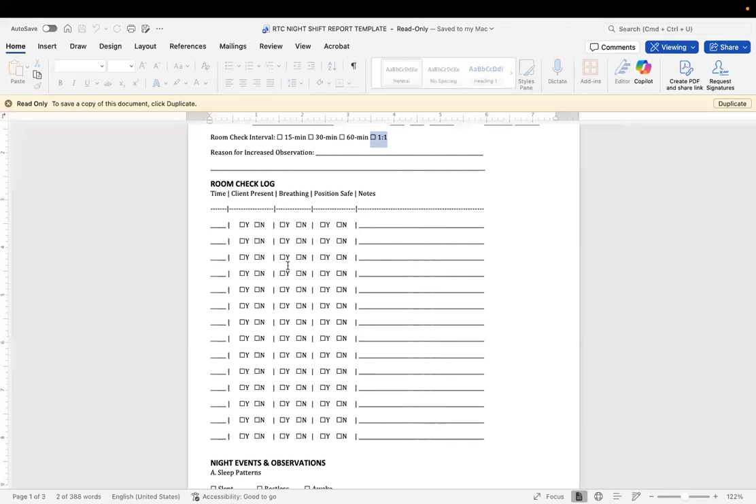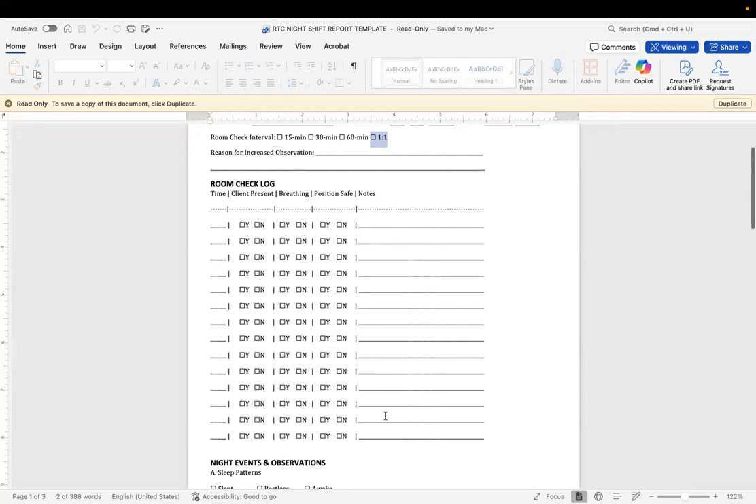Then you're going to go over here to breathing, making sure the person is breathing. So, you can be listening for breathing. You can be watching their chest rise and fall. You're either listening to them snore, or you're seeing their chest rise and fall to know that they're breathing. The position is safe, so they're on their side, on their back, on their belly, but this is making sure they're not hanging off the bed. This is making sure that they don't have their head between the wall and the mattress or something like that. And then any notes that you need to make.